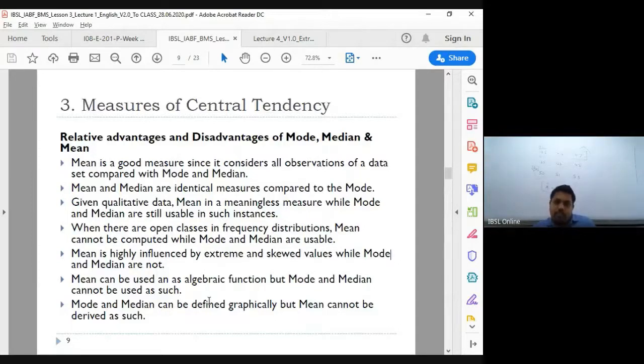Last point, mode and median can be defined graphically, but mean cannot be derived as such. Like histograms or frequency distribution tables or normal distributions, when you plot them in graphs in the upcoming lectures, you will identify that mode and median could be easily defined by just looking at the tip point and the middle point. Rather, mean is a bit difficult to graphically identify. Why? Because you need to look at the area under the curve to define the mean point, unlike in the graphical representation of median and mode.